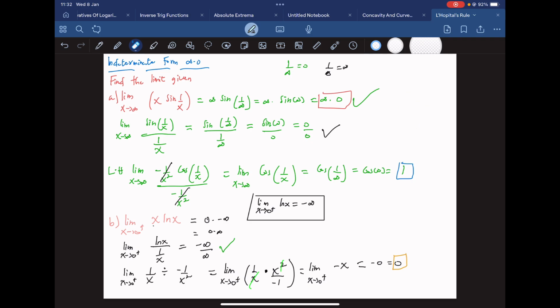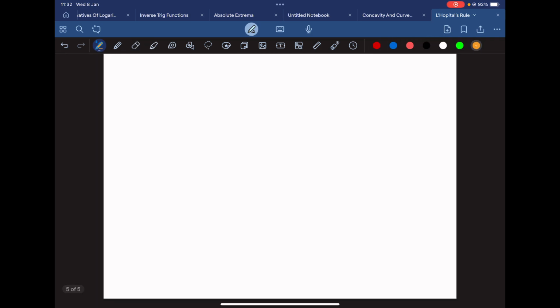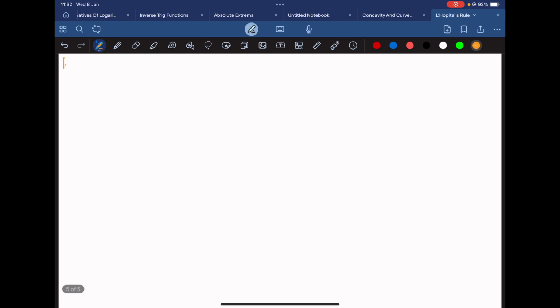Now let's look at the third indeterminate form. We have the indeterminate forms 1 to infinity, 0 to the 0, and infinity to the 0. Now, for these indeterminate forms, we always use the same approach. For these three, we use the same approach. So we have to find the limit of the following.